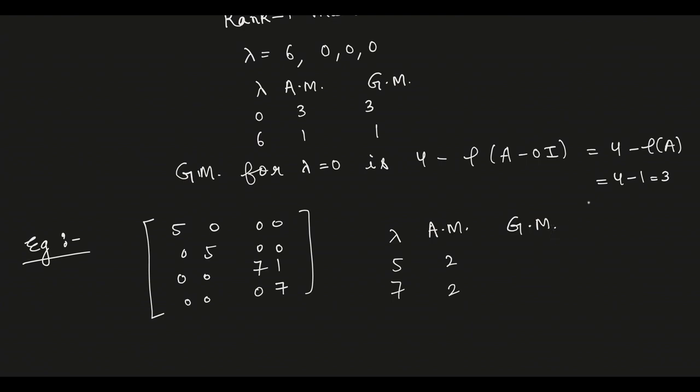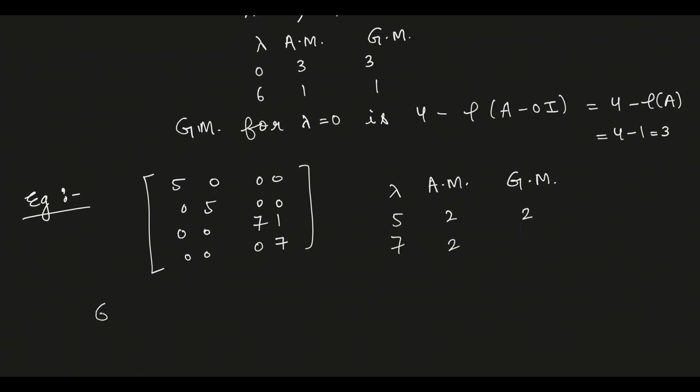For 5 it is 2, and for 7 it is also 2. GM of lambda equal to 5 is 4 minus rank of A minus 5I. So if I subtract 5 from these diagonal entries, then the first 2 rows will be 0. The number of non-zero rows will be 2.